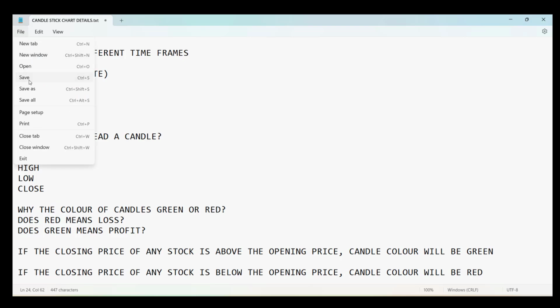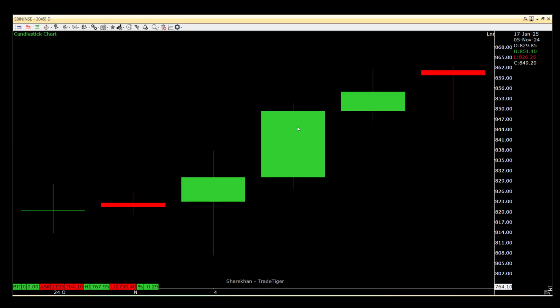So let us understand here in the chart. I will put the cursor here, and you will see the right side upper corner. In this candle, we can see the open price is 829.85. The market opened at 9:15 and closed at 849.20. It means 829 open and 849 closing, which is 20 rupees up. So the closing price is 20 rupees above the opening price. That's why the color of the candle is green, simply.